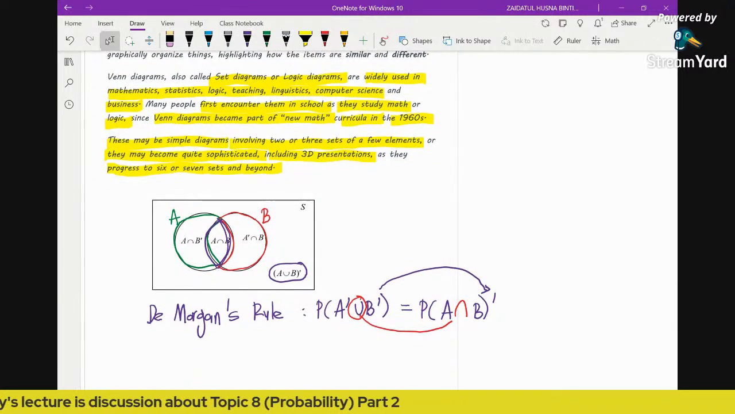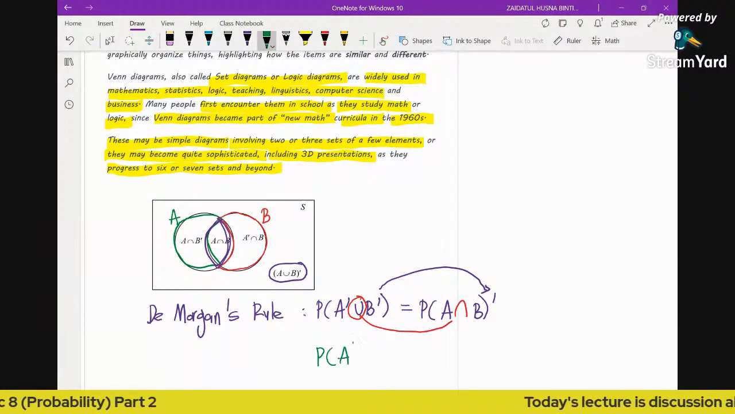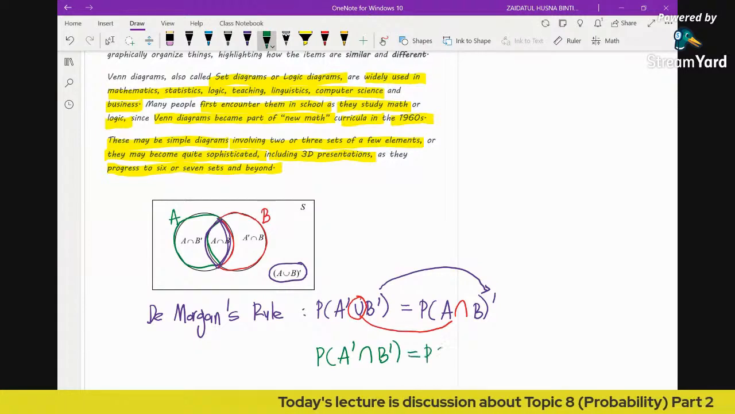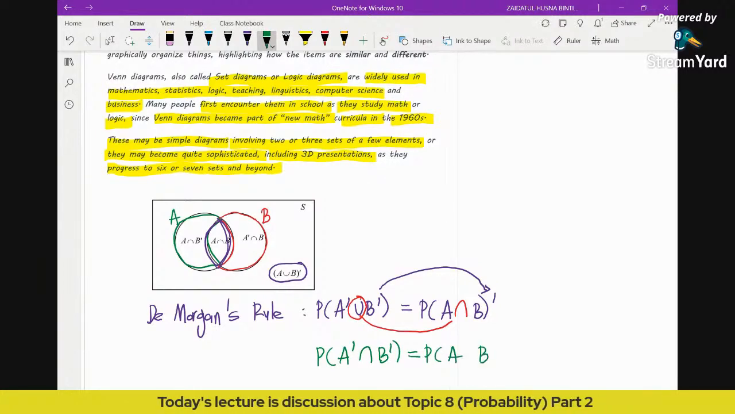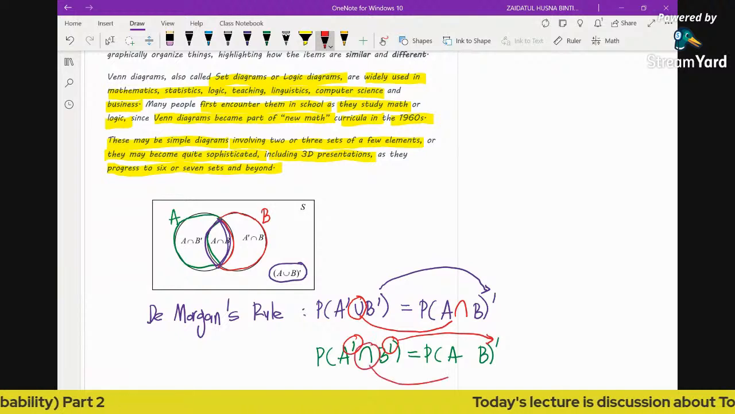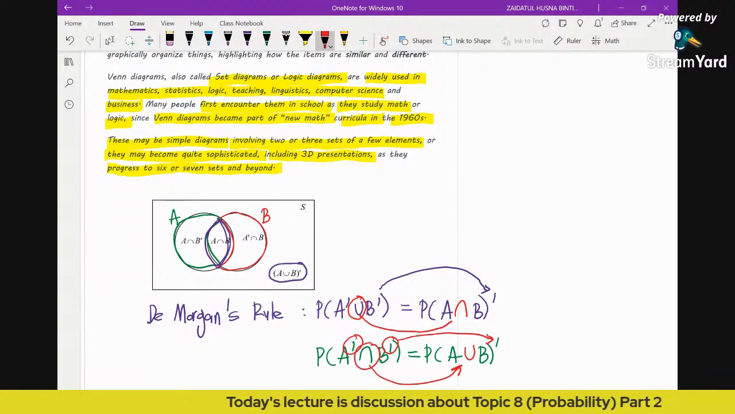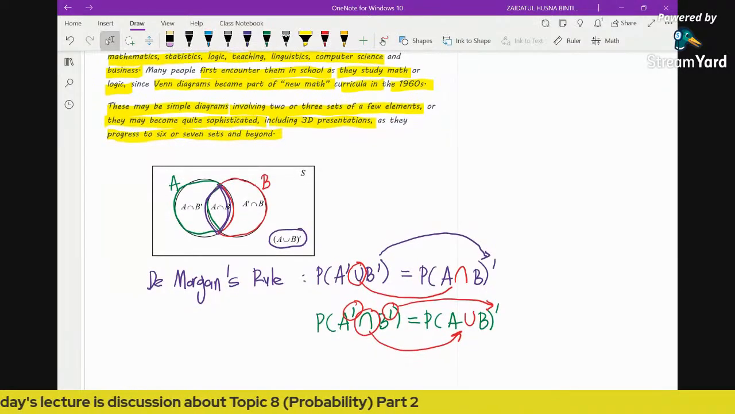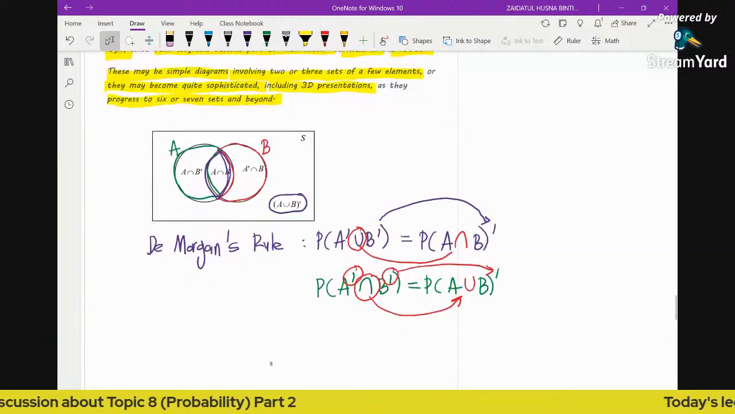And next, if you have the probability of A prime intersect B prime, we can take the prime out, again provided that we change the sign of intersection to union. Again, we can prove this using a Venn diagram. So De Morgan's rule can be proven using a Venn diagram, and the same applies to the other formulas.